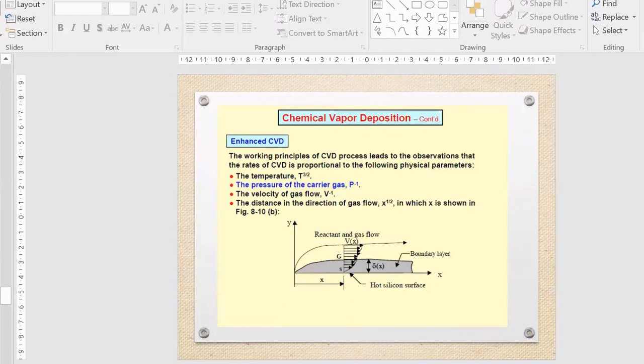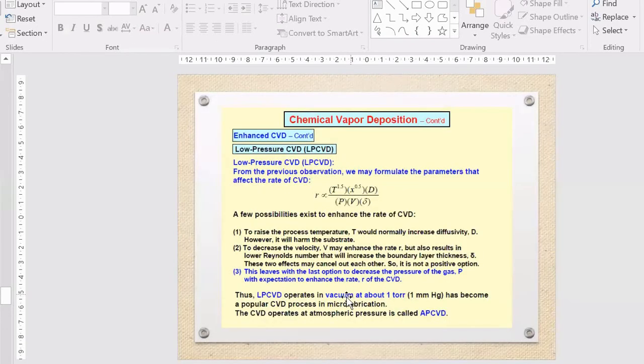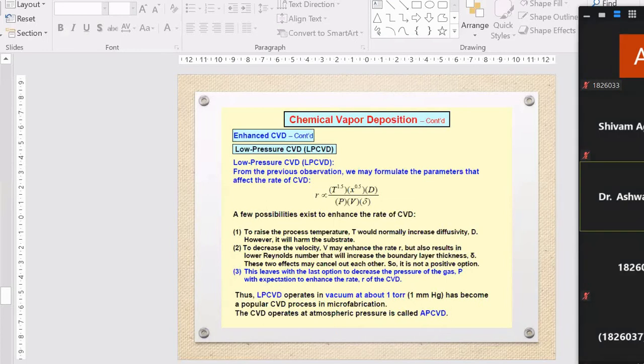So this is the things about the atmospheric chemical vapor deposition. Now we will see about low pressure chemical vapor deposition. Basically, low pressure chemical vapor deposition is just a chemical deposition that's operated in vacuum at a pressure around 1 torr. 1 torr means what? 1 mm of Hg. Pressure is measured in torr, and 1 torr is to say that it's 1 mm of Hg.